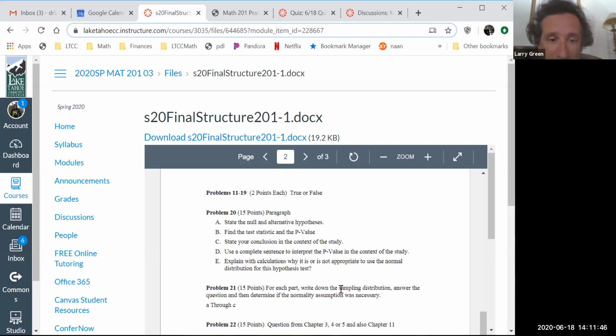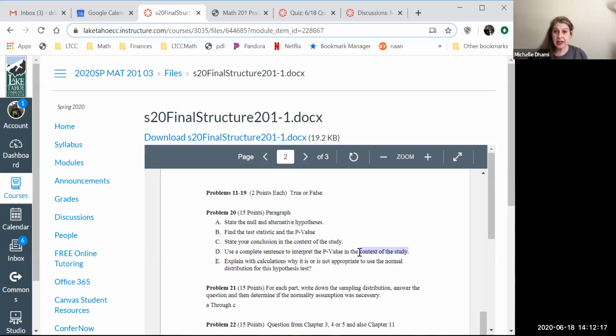Then there's an A, B, C, D, and E, and you need to be able to do all this. This shouldn't be surprising at all. Write down null and alternative hypothesis, test statistic, p-value, conclusion, complete sentence to interpret the p-value in the context of the study, and then explain with calculations why or why not it's appropriate to use a normal distribution. I want to highlight this because not everyone gets this right. What does context of the study mean?